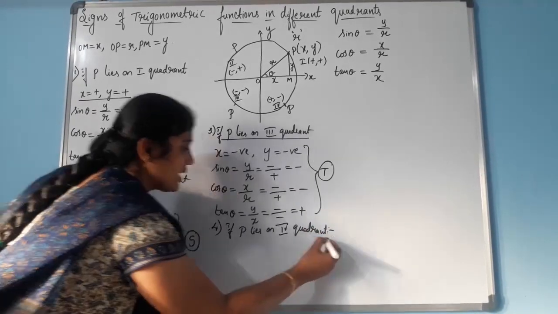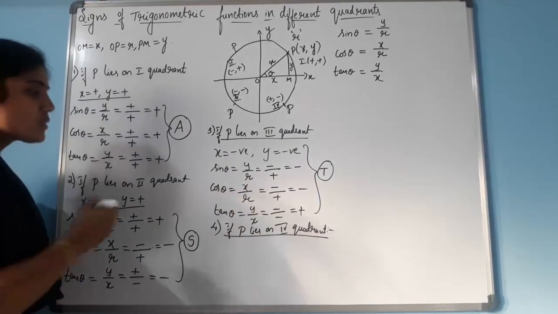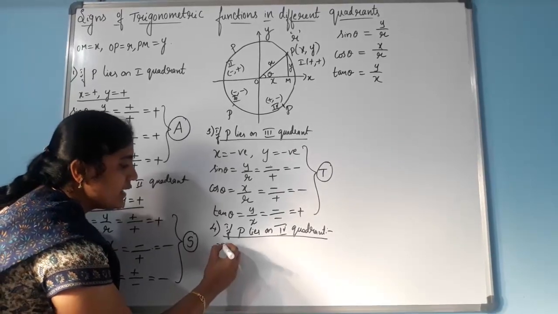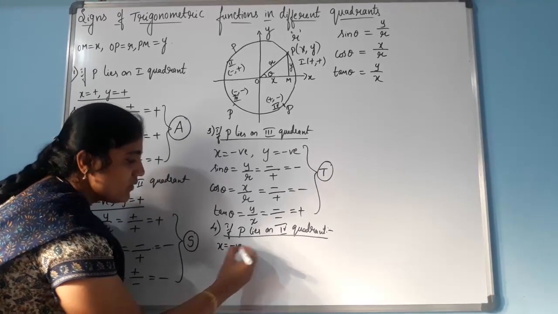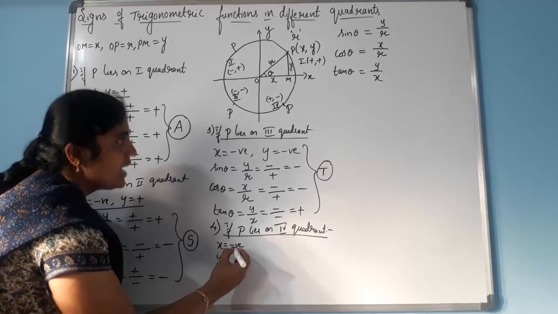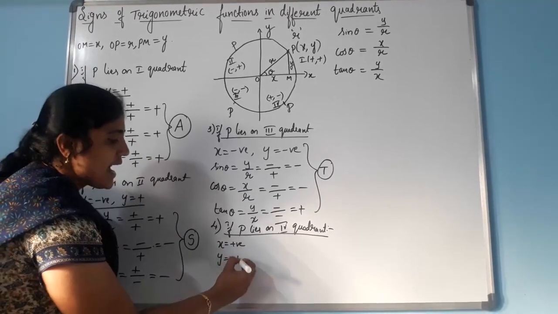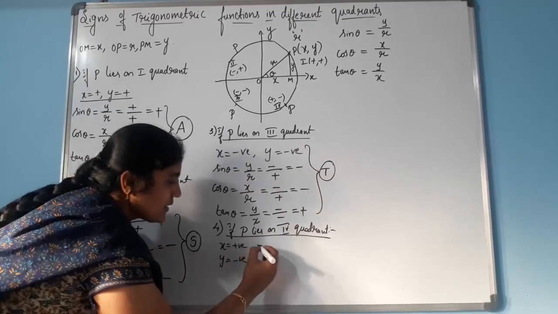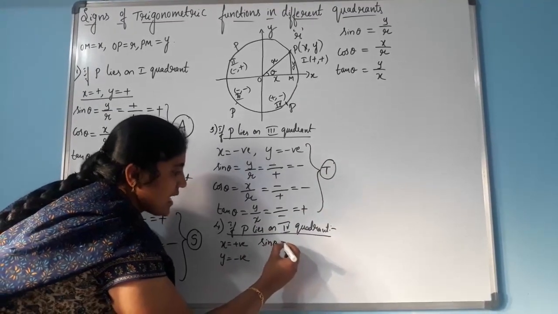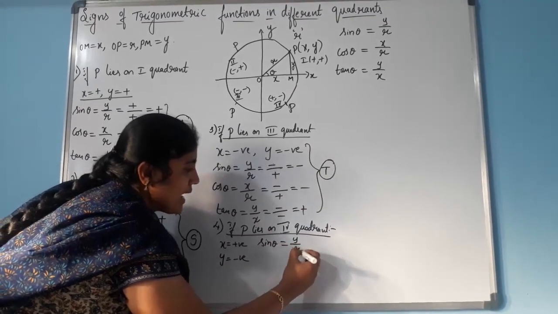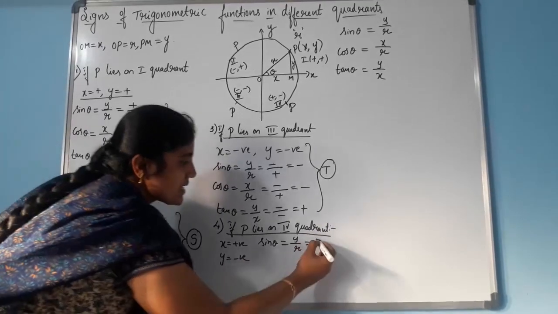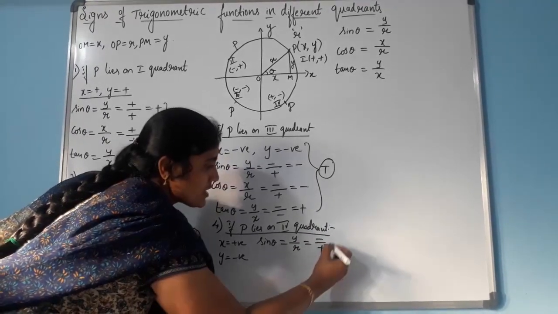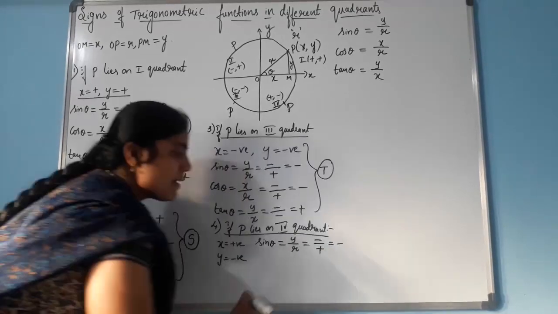Okay, P lies in fourth quadrant. So here in fourth quadrant x is positive and y is negative. Now let us apply the definition. Sin theta is y by r, which is equal to y is negative, radius is always positive. Minus by plus is minus.